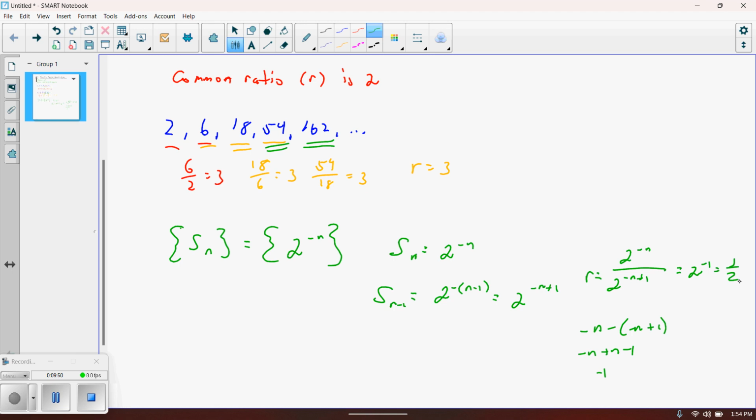I didn't really have to go through all of that procedure to figure this out, if I realized that a negative exponent really just would have made this 1 over 2 to the n power.